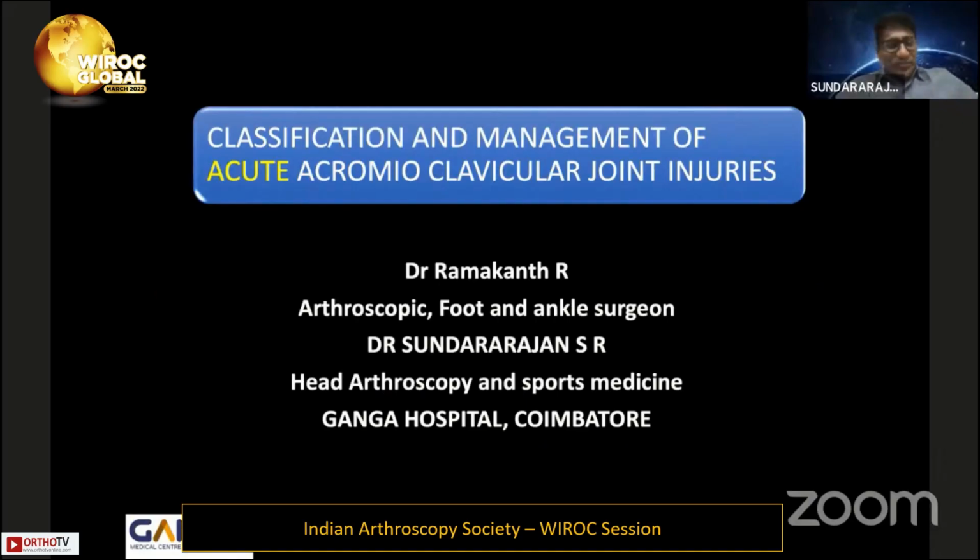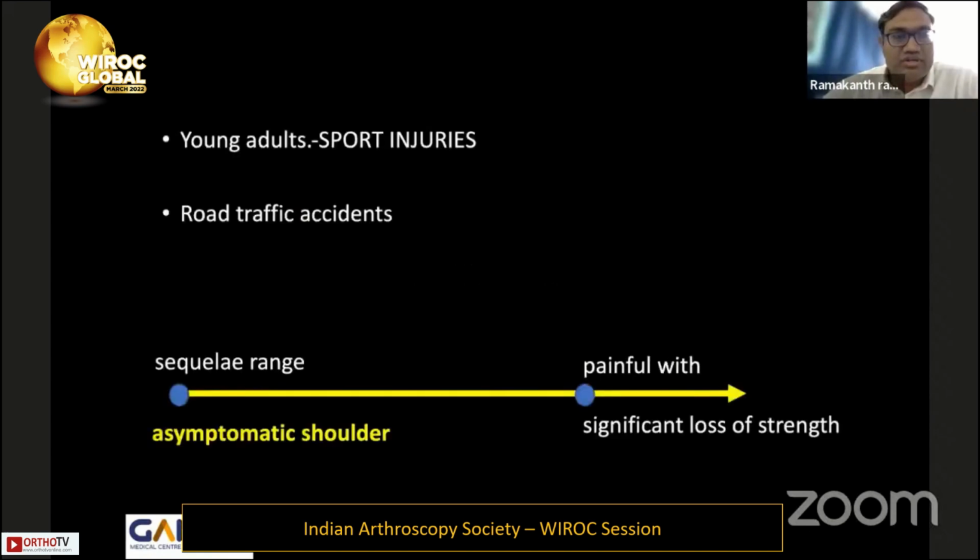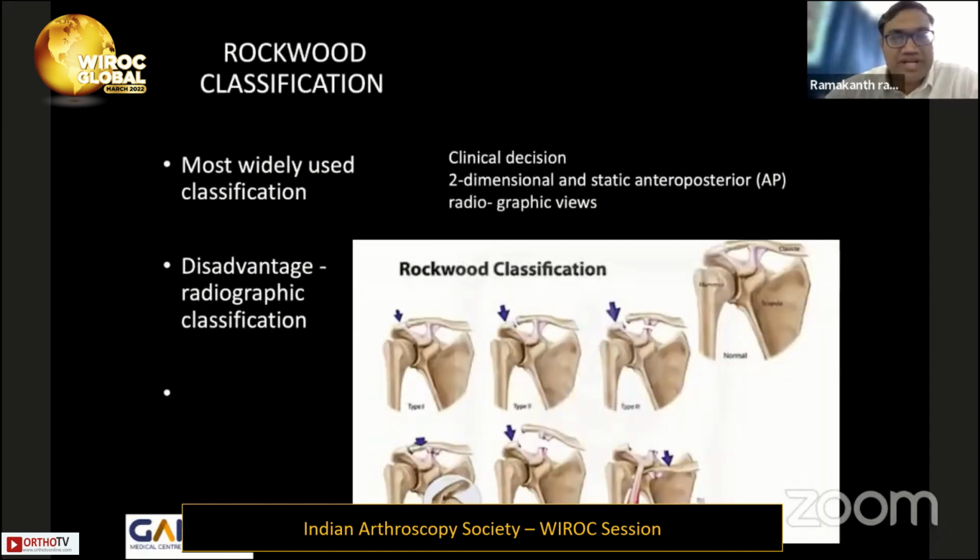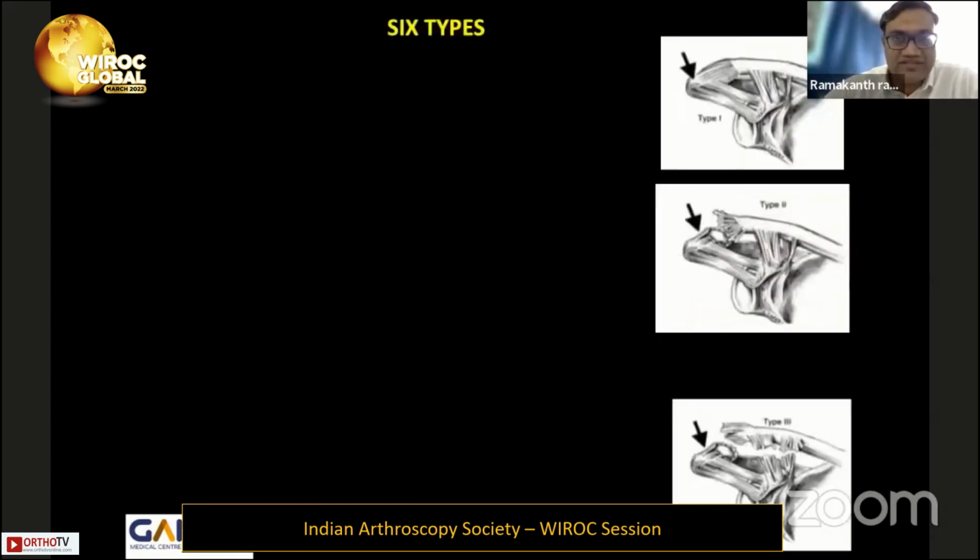So my talk is on classification and management of acute acromioclavicular joint injuries. These are usually seen in young adults in sports injuries and road traffic accidents. The spectrum is from an asymptomatic shoulder to a painful shoulder with significant loss of strength. Classically, the Rockwood classification is used, where 6 types are there, but these classifications are not clinical decision-making points, as they are two-dimensional, and decisions based on them are disadvantageous.